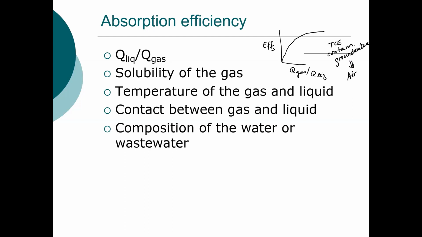Okay. Solubility plays a significant role. A chemical that is very soluble in water is going to be much more difficult to remove by air stripping. It doesn't want to leave that water. Temperature plays a role. The higher the temperature, the greater the vapor pressure, so the easier to remove it from a liquid into the air. We need good contact. I mentioned that in terms of the surface area. If we don't have good contact, we're not going to have good removal or good mass transfer.